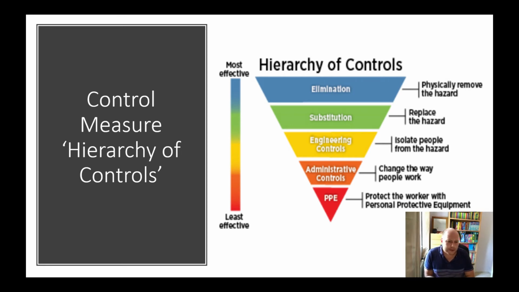Administrative controls are essentially talking about training. The employer has a responsibility to train people to make sure they know how to carry out the job safely. Administrative controls is another way of saying training. Essentially, you change the way people work through training.